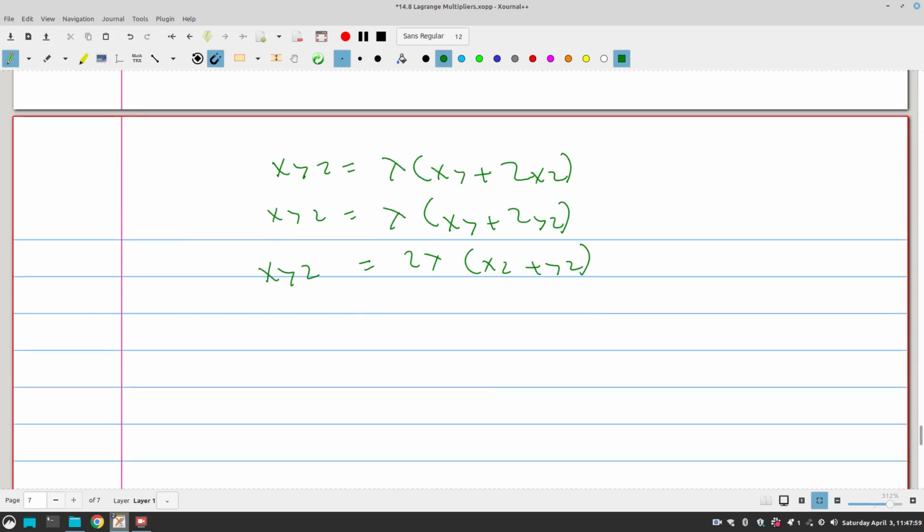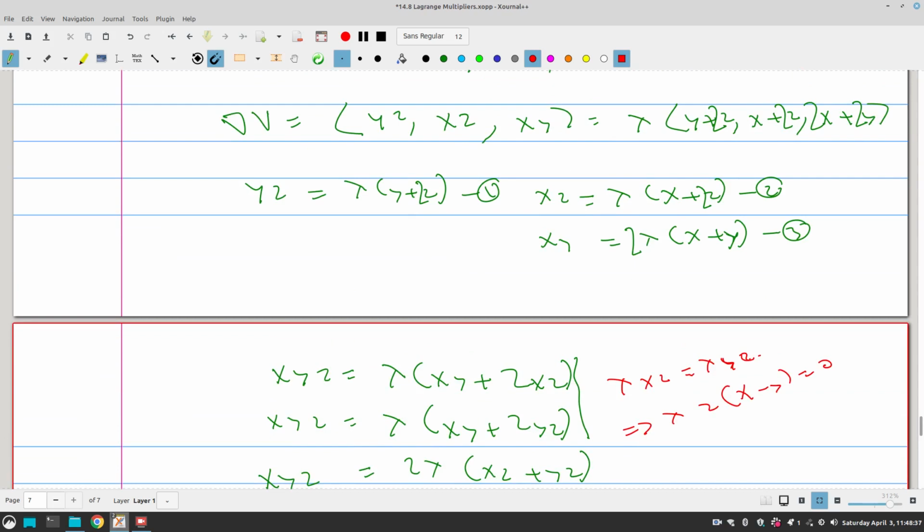And of course, if these two guys are equal, then what do you get? You get lambda xy, they cancel on both sides. So you're left with lambda xz equals lambda yz. Lambda xz equals lambda yz. Now, we don't want lambda to be 0, right? What happens if lambda equals 0?